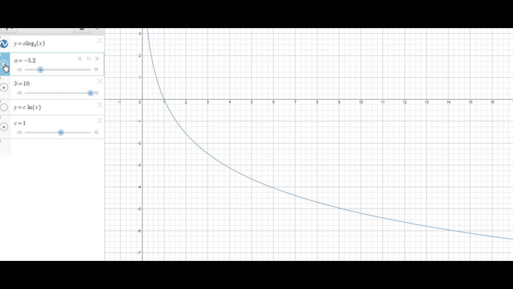Oh, what happened there? It's going from which quadrant to which quadrant? 1 to 4. Okay, now it's 4 to 1. So if the a value is positive, where do we go? Q4 to Q1, and what do we say? Increasing. If the a value is negative, then it's Q1 to Q4, decreasing.